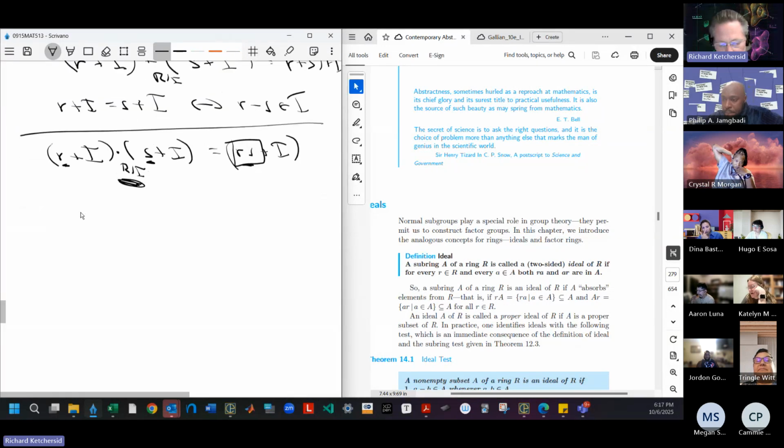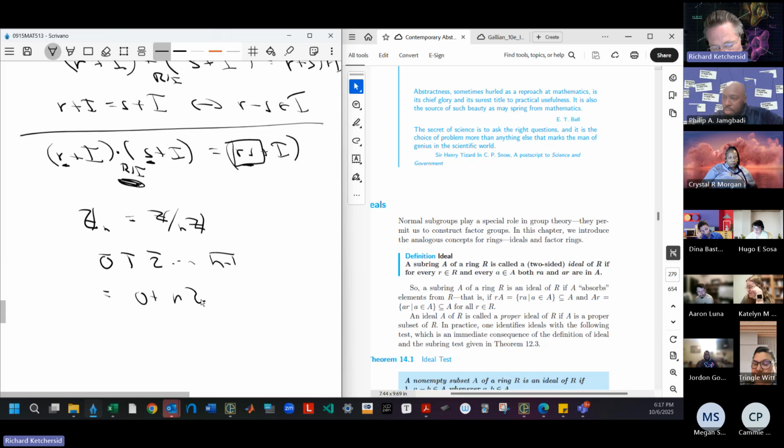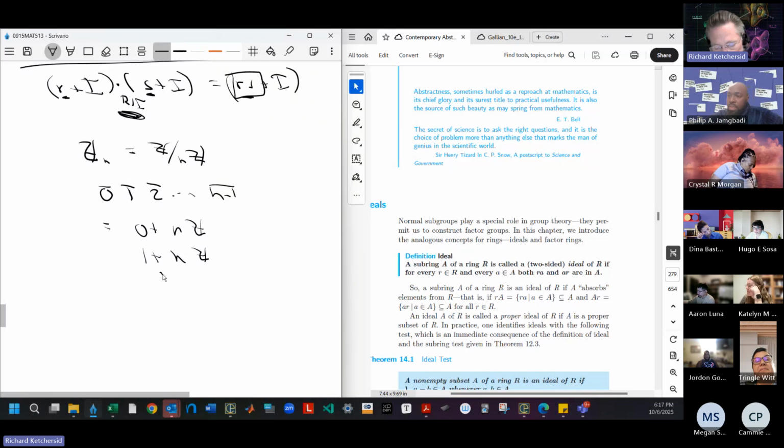This is exactly what we do. Zn is really Z mod nZ, and the things in here, I did this on the first day of class, 1 bar, 0 bar, 1 bar, 2 bar, up through n minus 1 bar, is really just 0 plus nZ, 1 plus nZ, etc.